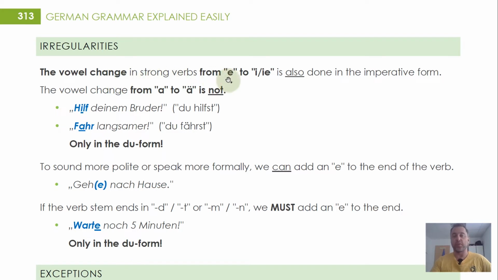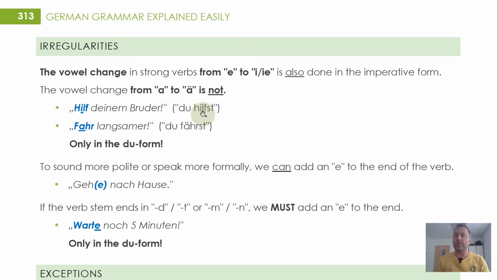In strong verbs, those that change from an E to an IE, this is also done in imperative. Strong verbs, if you remember, are the verbs that actually change their vowel, like sehen goes to du siehst. So we do this in imperative as well. But the vowel change from A to E is not going to be executed in imperative. So the dots above the E, we drop them again in imperative.